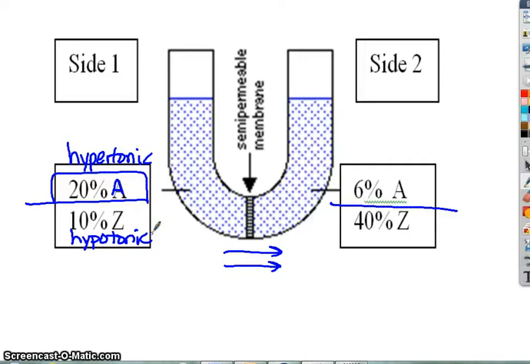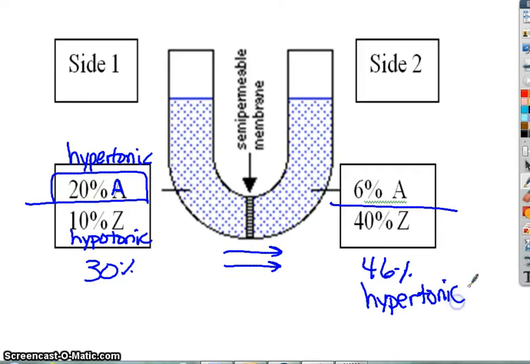In class, I gave you an example. I said, well, what if you have both of these in here? Would side A or side 1 overall be hypertonic or hypotonic? So if you total everything, we have 30% here, we have 46% here, so this side would be the hypertonic side. And let's just say that A can pass and B can't. Well, we already said that A would go towards the right side. The other question that you can be asked, which really throws people off, is which direction would water go?